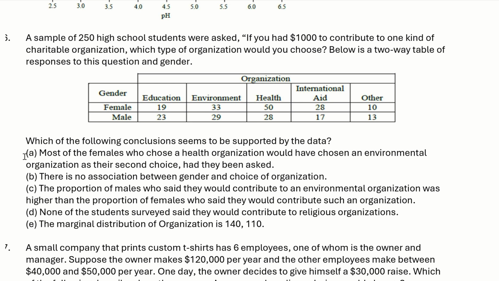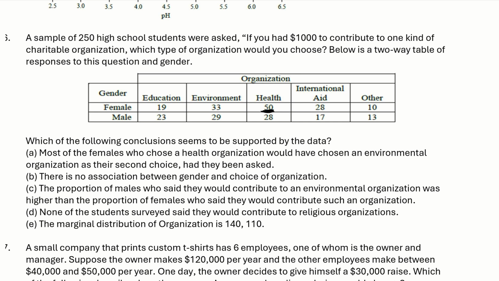Okay, so let's look at the first part. Most of the females who chose a health organization would have chosen an environmental organization as their second choice had they been asked. Okay, so part A, you can't determine, we don't have any information on that.